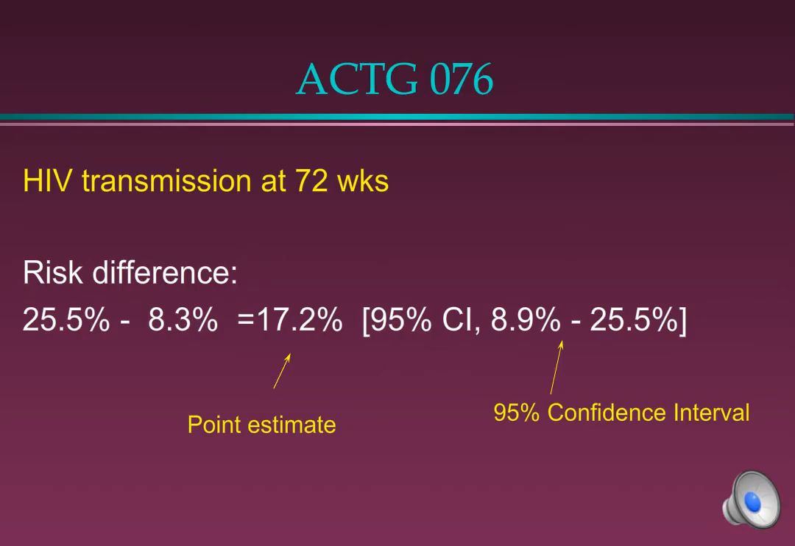Okay, HIV transmission at 72 weeks. The risk difference is simply 25.5% minus 8.3%, or 17.2%. The confidence interval is 8.9% to 25.5%, again, just taken by subtracting. And now, this is the risk difference. The risk difference, again, is a little bit difficult to interpret. Like the relative risk, it's a nice number, but we need to just convert that a little bit in order to have a number that is a little bit easier to understand.